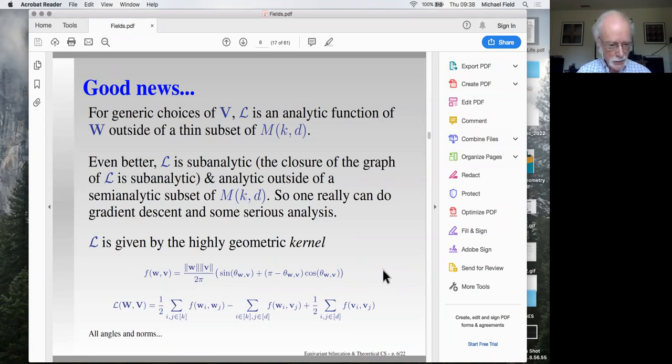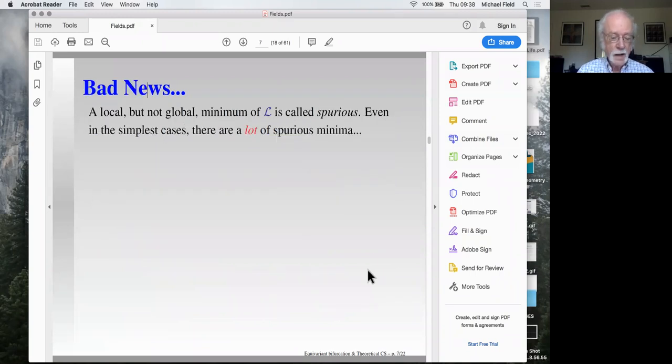It just involves angles and norms, and angles and norms permeate the whole theory that I'm about to briefly summarize here. So this is one of a family of kernels, but it's the regularity that's particularly nice. Okay, well, there's a lot of bad news.